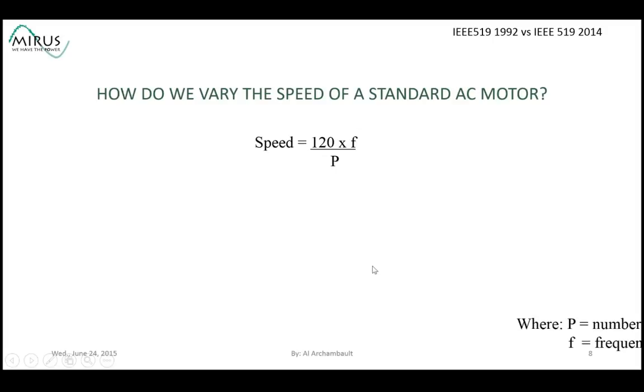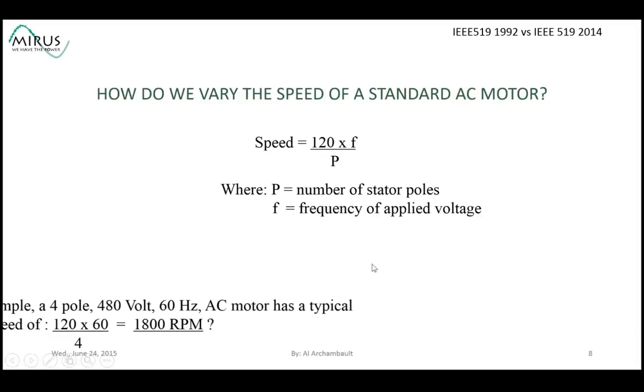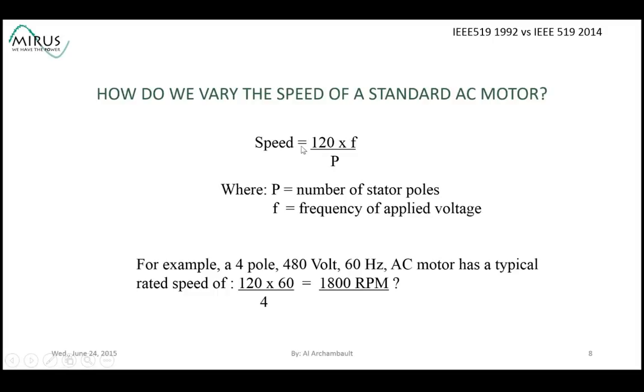Here's the speed formula for a standard squirrel cage induction motor. So the speed is equal to 120 times the frequency of the voltage applied divided by the number of poles wound on the stator of the motor. So a typical 4-pole machine on a 60 hertz system, its potential maximum speed is 1800 RPM, 120 times 60 divided by 4.